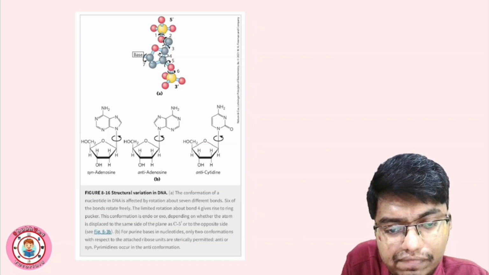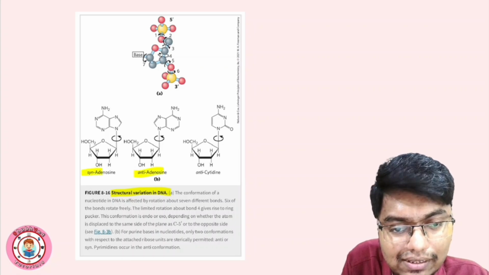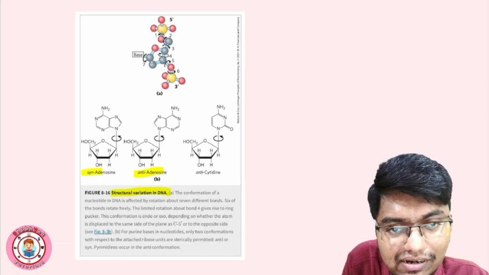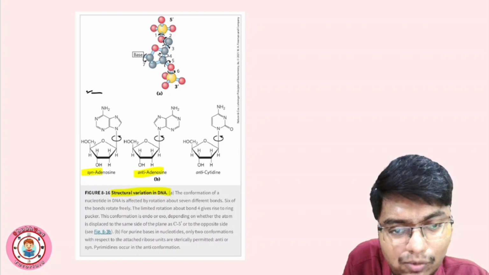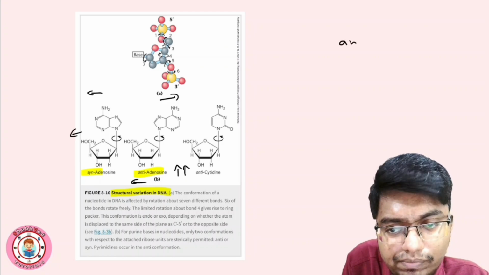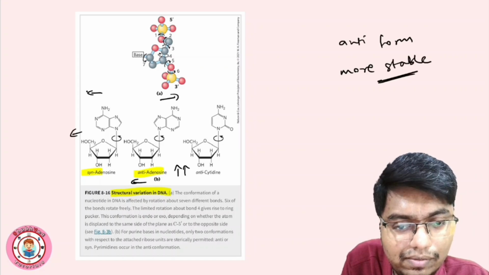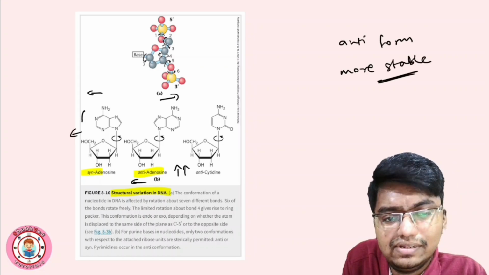So this is structural variation in DNA: syn form and anti form. Syn is towards the same direction, like this, and this is the opposite, anti. Anti is opposite. So stability is seen mostly in the case of anti. The anti form is more stable. Here we will see the instability.